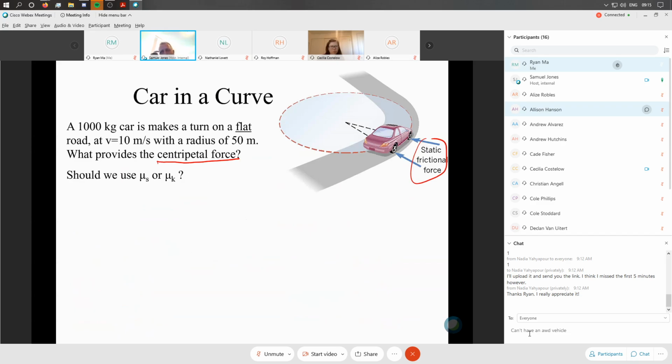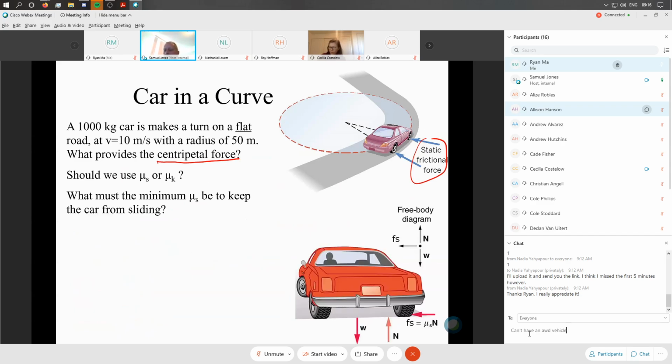Now, that makes drawing a free body diagram for this a little bit tricky, but here's one way of thinking of it. Let's imagine the car as if we were looking from the back of the car. What would be the forces acting on the car? There are three of them.